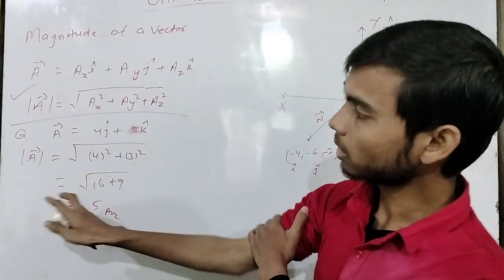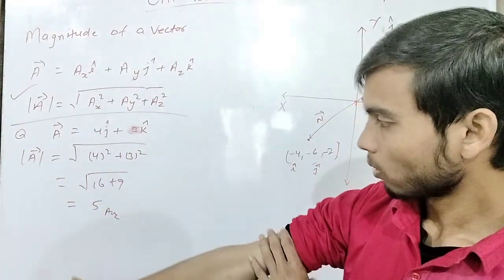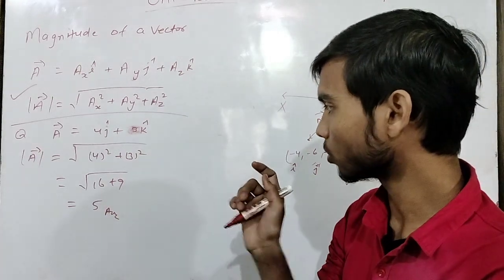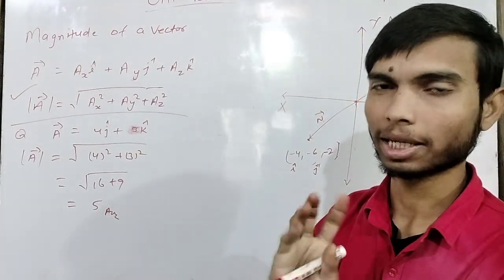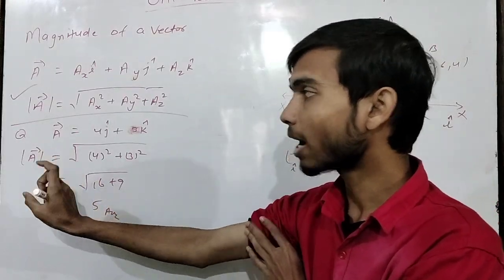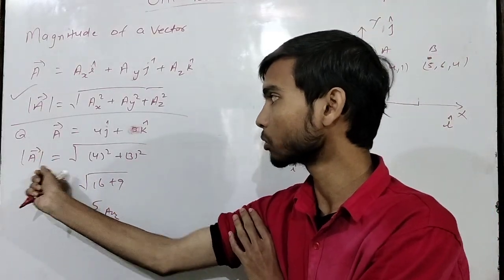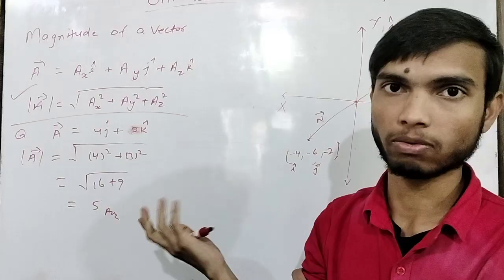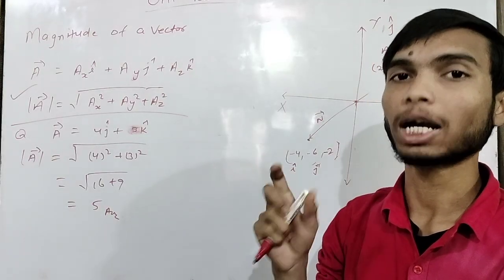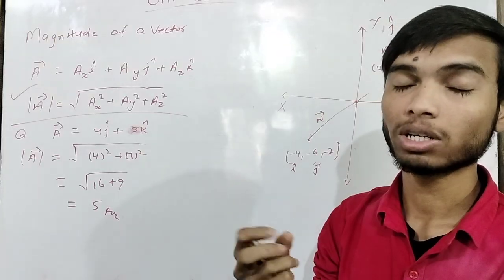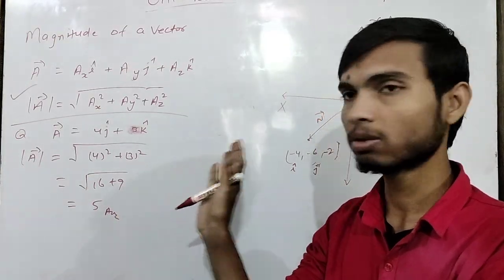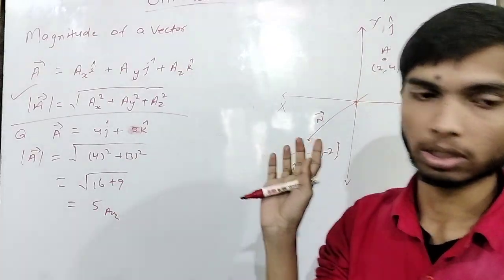Try to observe over here. You were finding magnitude, that's why you got a simple number, not i cap, j cap or k cap. Why? Because we were only finding magnitude, and to find magnitude we used this simple formula. If you want to find magnitude with the direction, then you will have to use a different formula. So for a scalar, you can use this formula. For a vector, you will have to use a different formula.